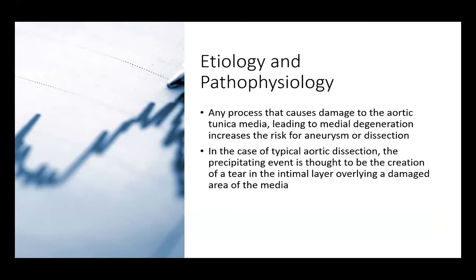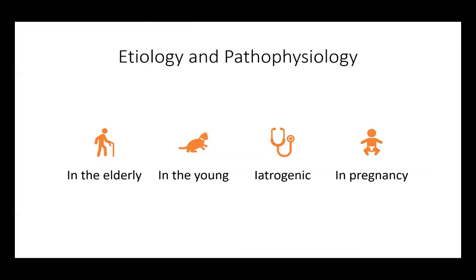Etiology and pathophysiology. The cornerstone of pathophysiology of aortic dissection is medial degeneration. If you have any process that causes damage to the aortic tunica media, leading to medial degeneration, it increases the risk for aneurysm or dissection. In the case of a typical aortic dissection, the precipitating event is thought to be the creation of a tear in the intimal layer overlying the damaged area of the media. So a patient with medial degeneration is just waiting for the intimal tear to dissect. Of course, as we said, the cornerstone is medial degeneration.